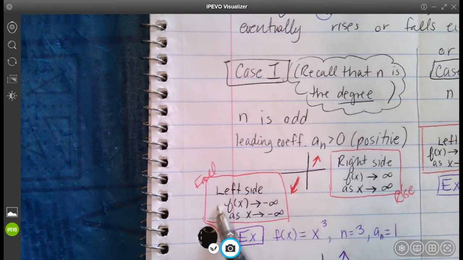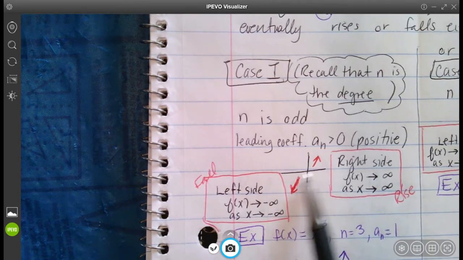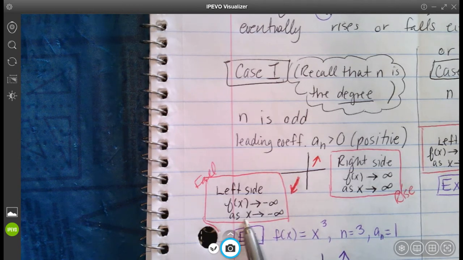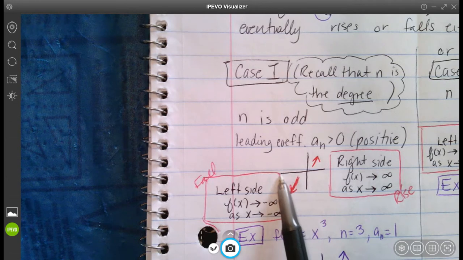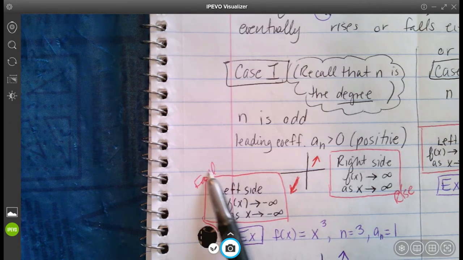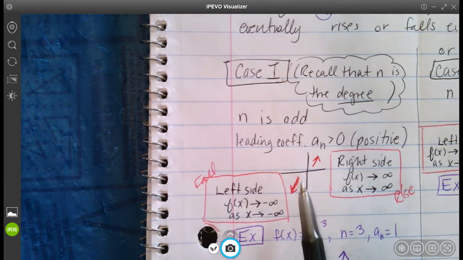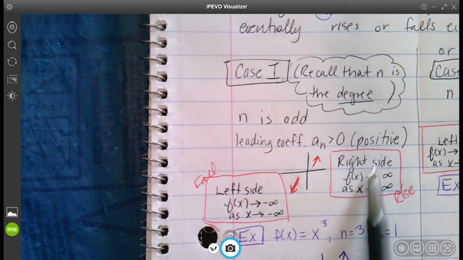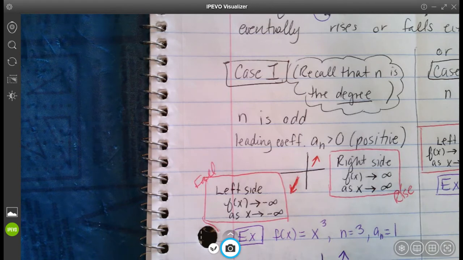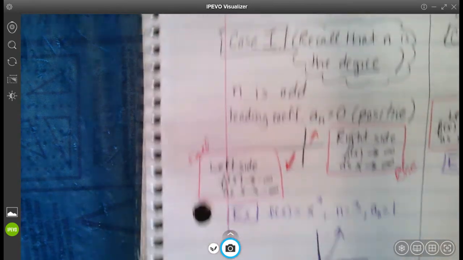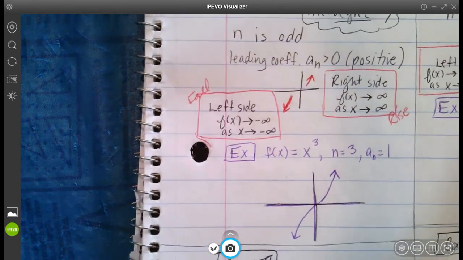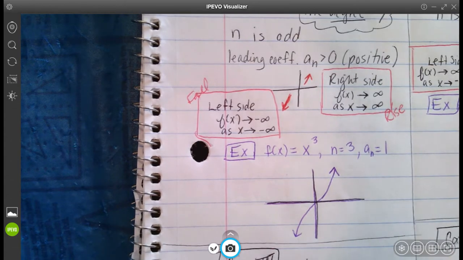On the left side, f of x is going to negative infinity, so this guy is going down as x approaches negative infinity. As we move this way on the x-axis to negative forever, this graph is steadily going down. That's what these notations mean. We have an example that goes with it. There's really nothing to add to this, I'm just going to go over it.